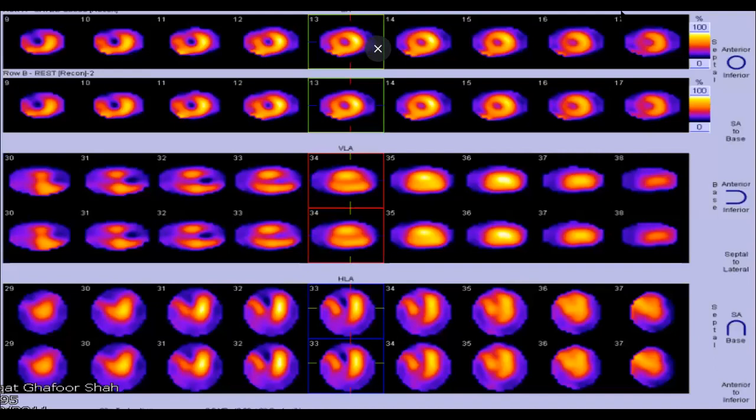Anyone want to speak out? Small size fixed perfusion defect of high severity involving the apex.